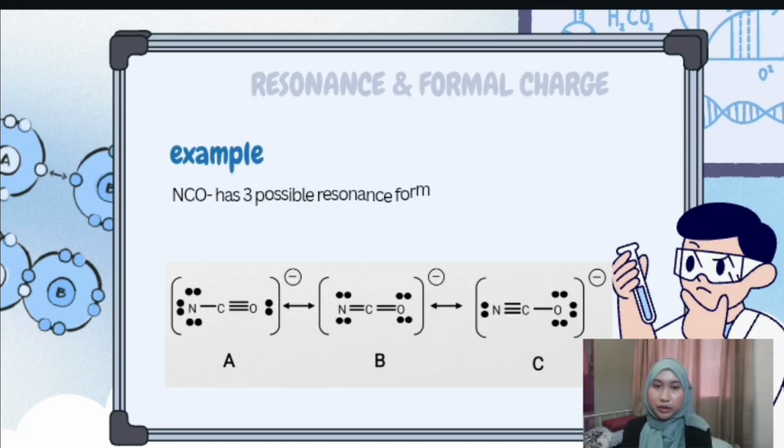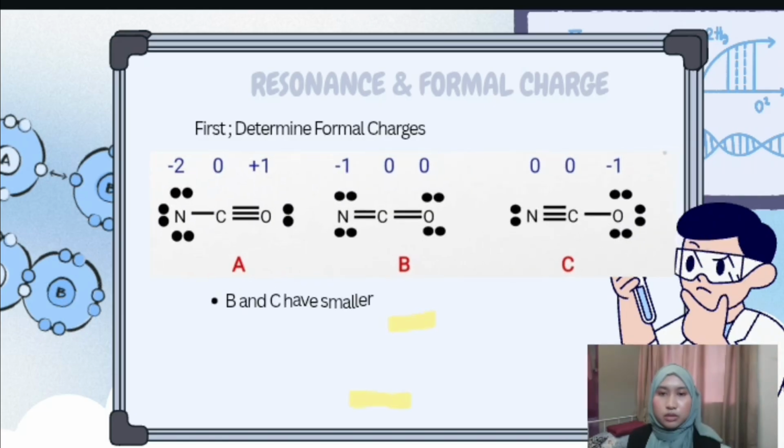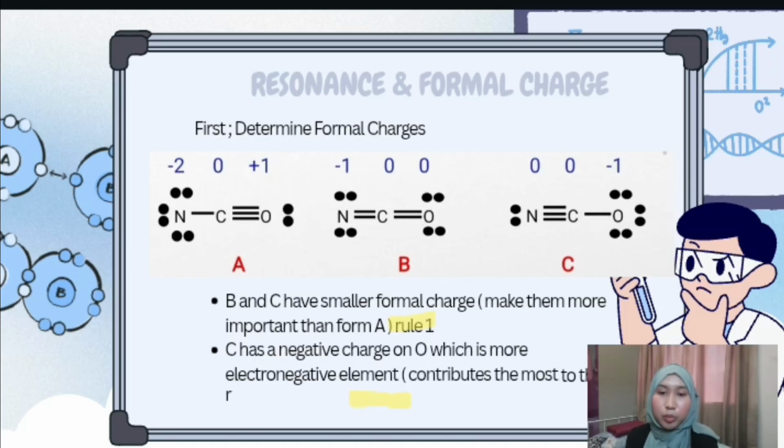So let's talk about resonance and formal charge. For example, we have nitrogen dioxide with 3 possible resonance forms. Choose the most possible structure. So let's see which of A, B, or C is the best. The first step is to determine the formal charges. For A, B, and C, B and C have smaller formal charges, which makes them more important than form A. That is rule 1.